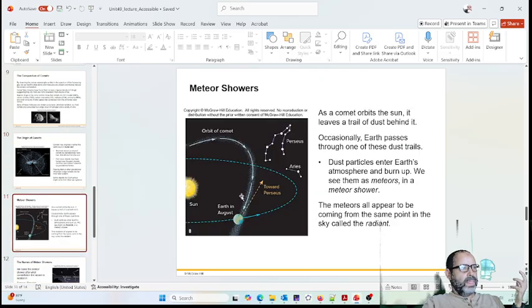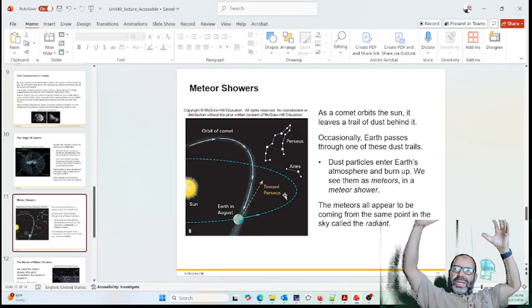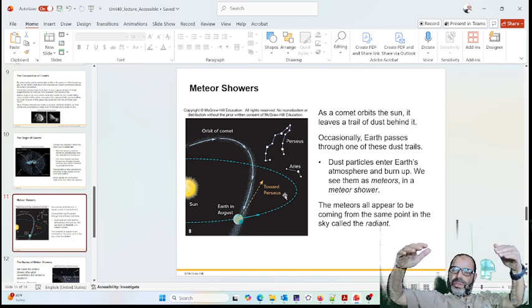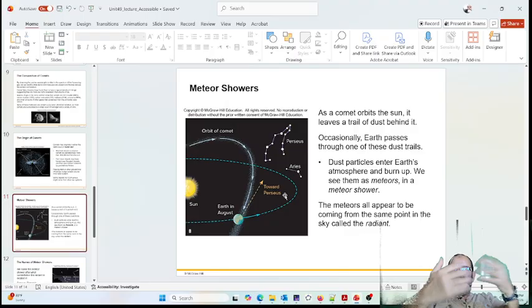Now, the meteor showers. Because a comet basically has this long tail, at times it passes through the path of the Earth, through the orbit of the Earth. Once the Earth passes through the dust that was left from the comet, the dust enters the atmosphere of the Earth and burns, and that's what we see as meteors. It looks like a meteor shower because there are too many of them, okay.